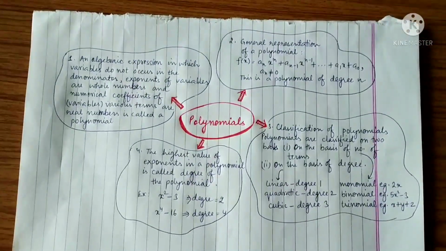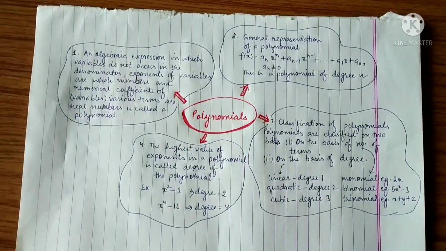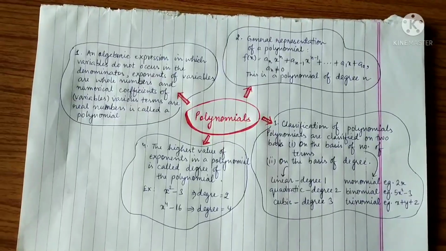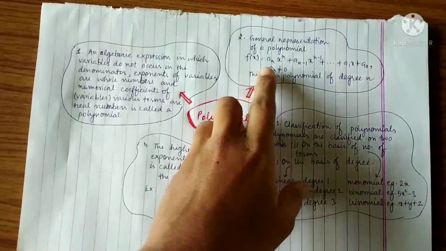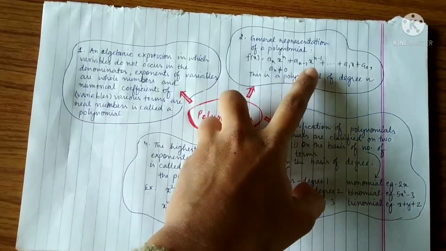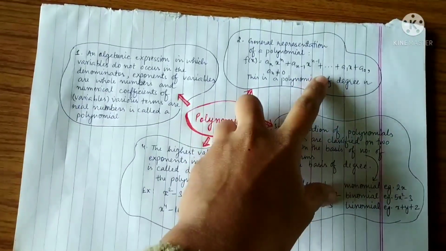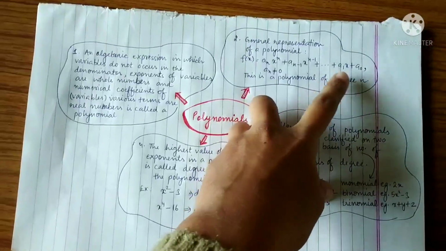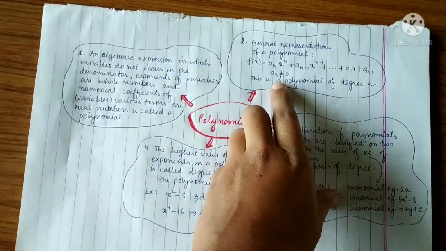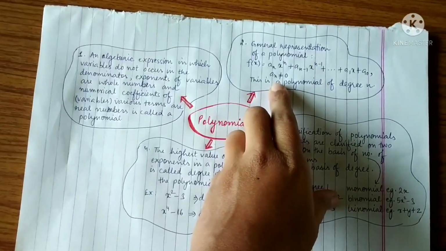Second point is: what is the general representation of a polynomial? If there is a polynomial of degree n, then it can be expressed as f of x is equal to an x to the power n plus an minus 1 x to the power n minus 1, and in the same way so on, it will go on, and a1x plus a0. Here an should not be equal to 0. Why? Because this is a polynomial of degree n.